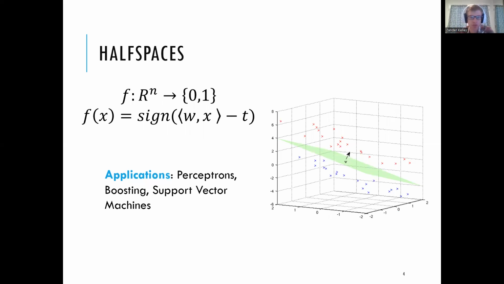The most well-known type of polynomial threshold function is a half space, which corresponds to polynomial threshold functions of degree 1. So this is just a degree 1 polynomial inside the sign.